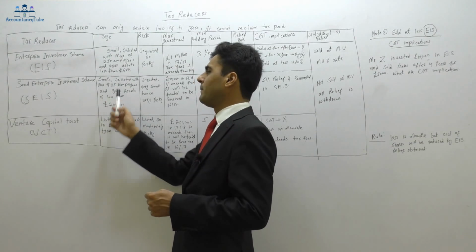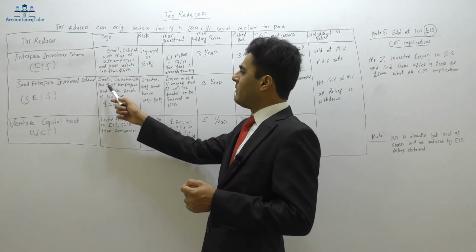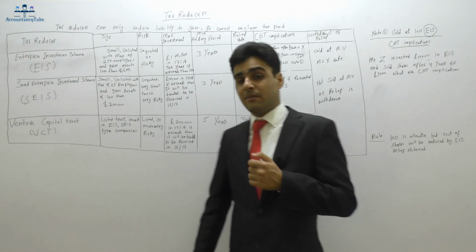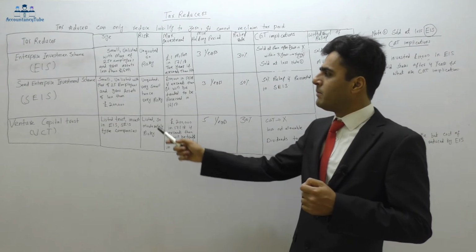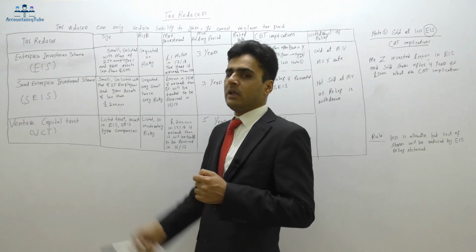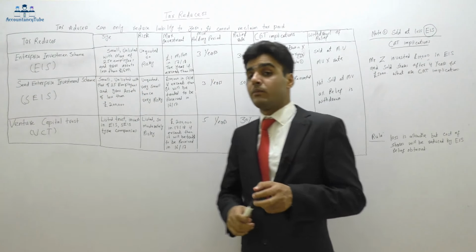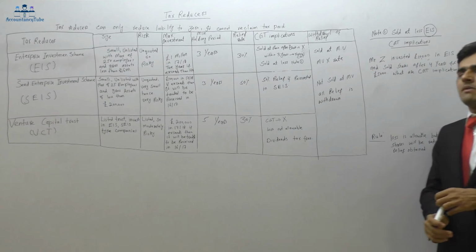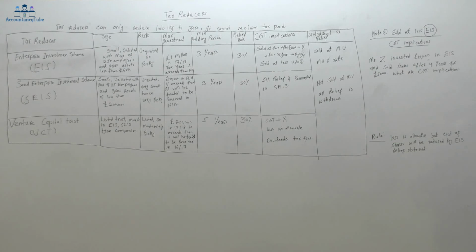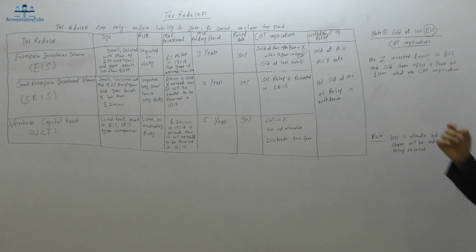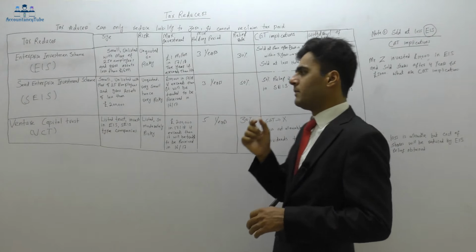So it is a small, unlisted company with a maximum of 25 employees. All right, so what was the maximum number of employees allowed in EIS? 250 employees, whereas in SEIS just 25 employees. So you can imagine a company with only 25 employees, what would be the size of that company? Just a tiny bit of a company, a very small company.